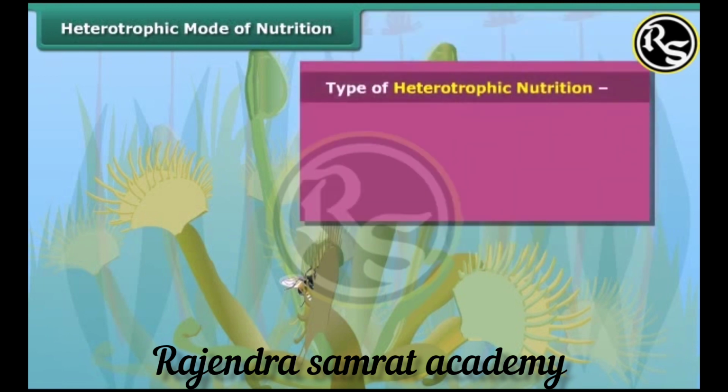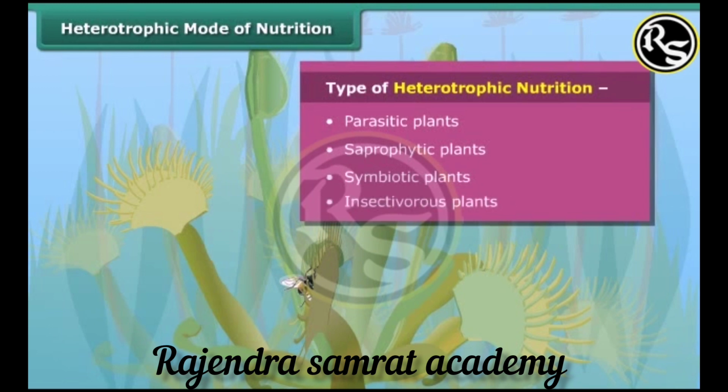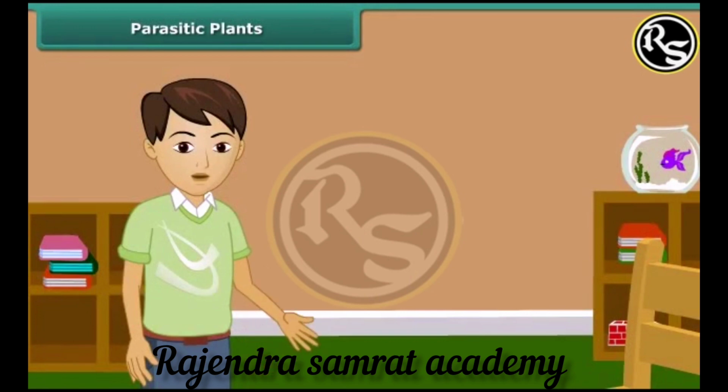There are 4 types of heterotrophic plants: Parasitic Plants, Saprophytic Plants, Symbiotic Plants, Insectivorous Plants. Now let's learn them one by one in detail. Let's start with parasitic plants.